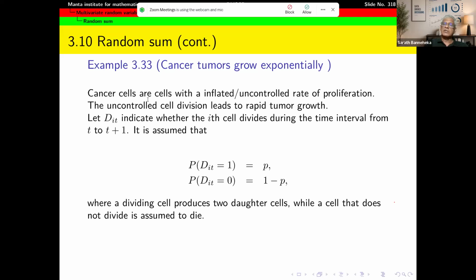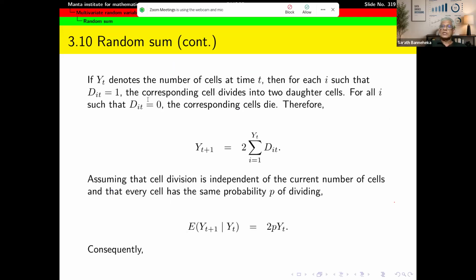So what we are interested in is the distribution of the number of cells at t plus 1. Right? So that's what we are interested in. If Y_t denotes the number of cells at time t, then for each i such that D_it is equal to 1, the corresponding cell divides into two daughter cells. For all i such that D_it is equal to 0, the corresponding cells die.